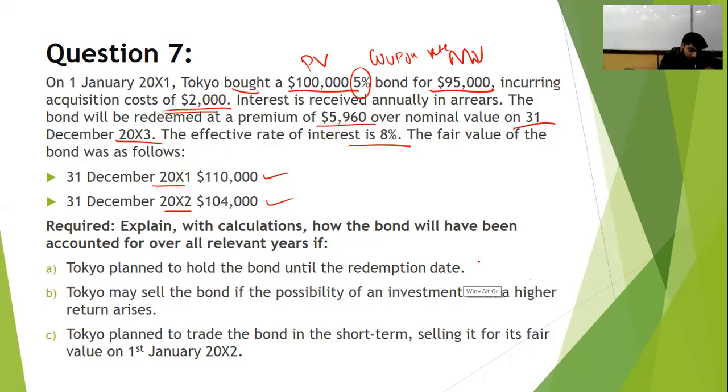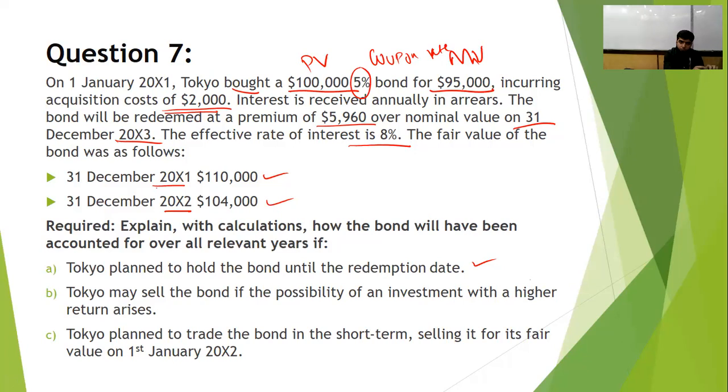So now let's see the requirement. A: Tokyo plans to hold the bond until the redemption date. Which classification are we going to opt? That is the amortized cost. B: Tokyo may sell the bond if the possibility of an investment with a higher return arises. OCI. C: Tokyo plans to trade the bond in the short term. P&L. Is it clear to everyone?